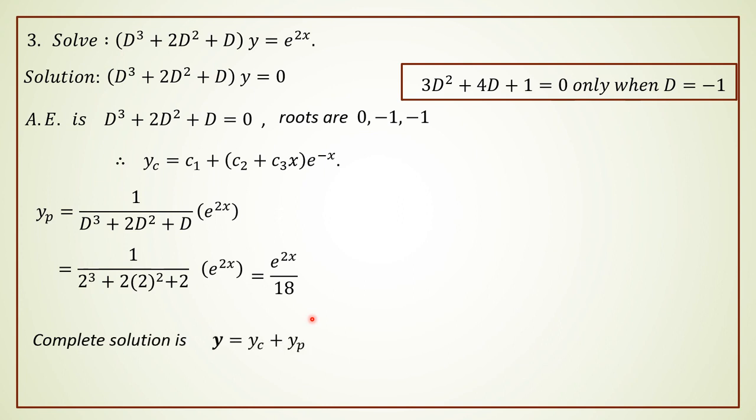Then the complete solution. The complete solution y is equal to yc plus yp, that is the sum of the complementary function and the particular integral. So just substitute the corresponding complementary function and the particular integral over here. Therefore, the complete solution is equal to (c1 plus c2 plus c3x) into e to the power minus x plus e to the power 2x by 18.